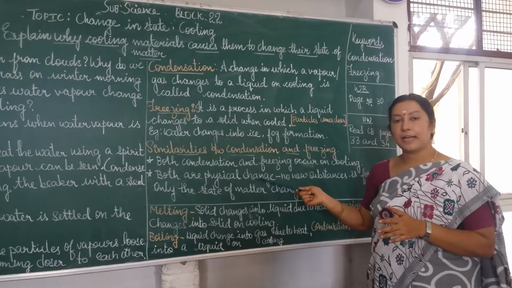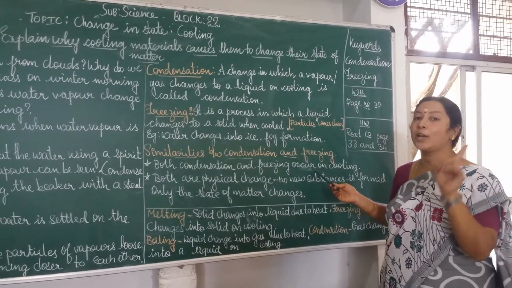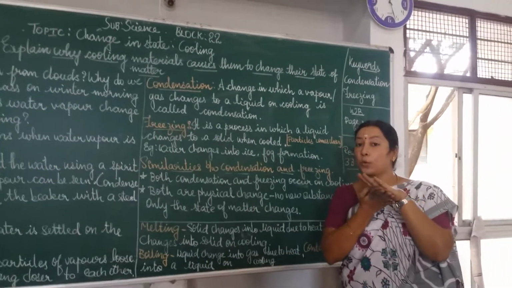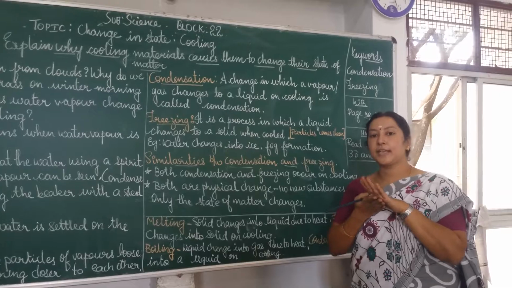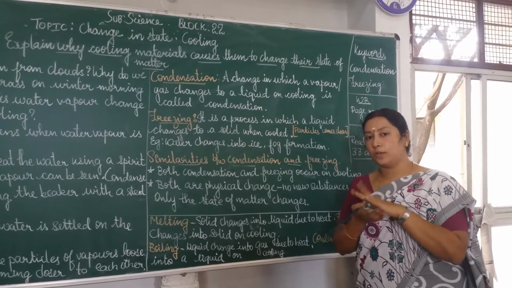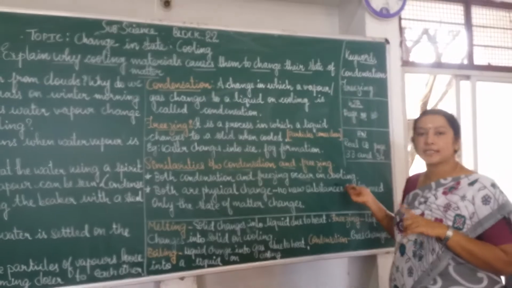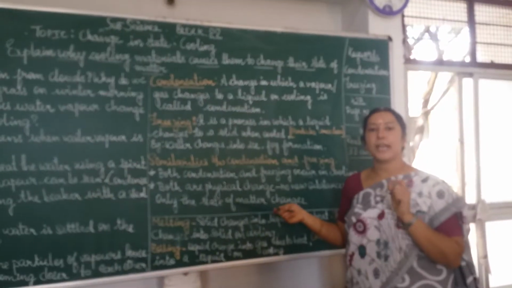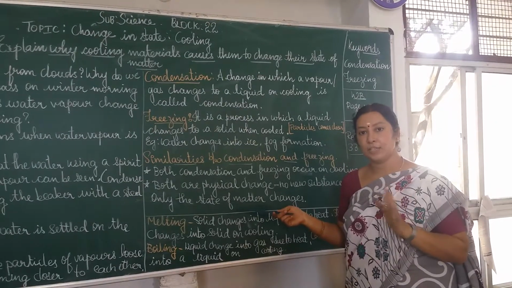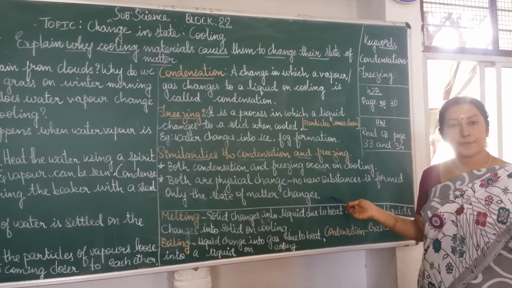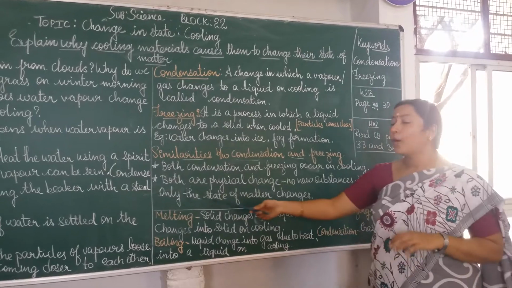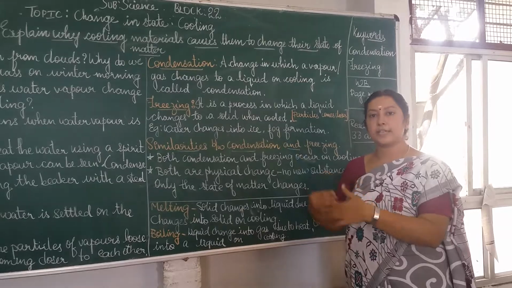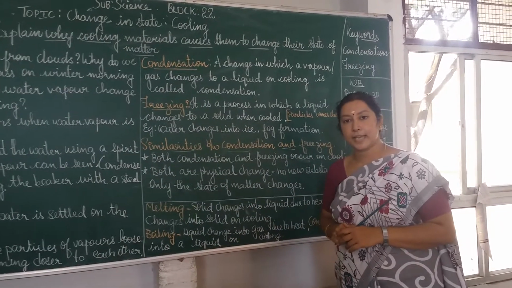Similarities between condensation and freezing. Actually, both condensation and freezing occur only on cooling. See, when I condensed it, the water vapor droplets were cooled. Understood? Even while freezing, water becomes ice when it is cooled. So these two processes happen on cooling. And both processes, condensation and freezing, are physical changes because no new substance is formed in them. Only the states are changing, from gaseous state to liquid state, and from liquid state to solid state. Did you all understand?